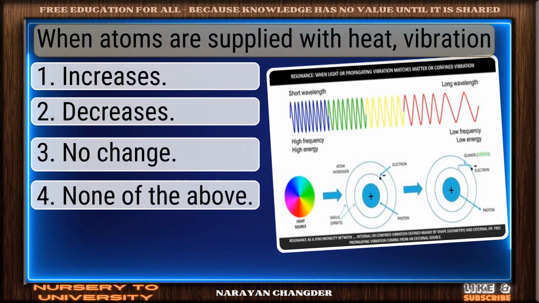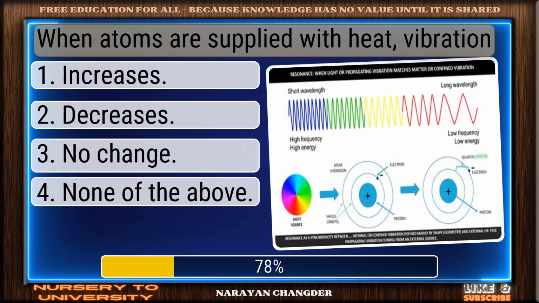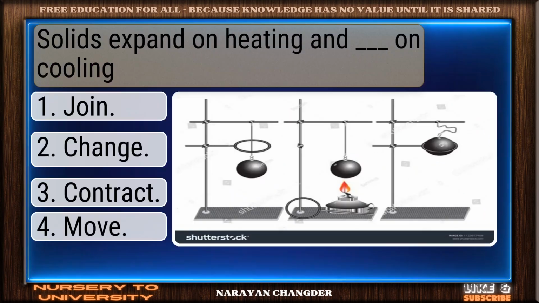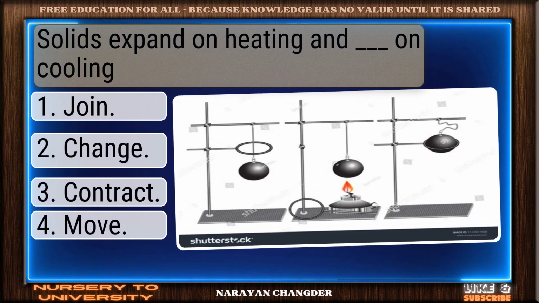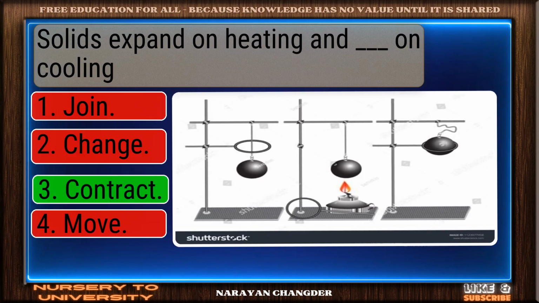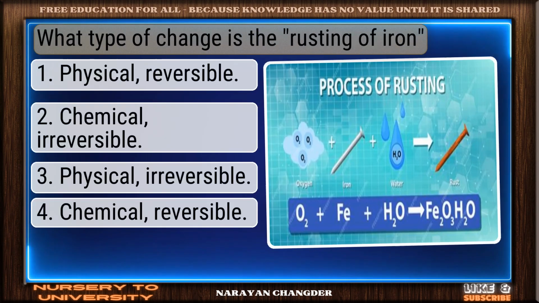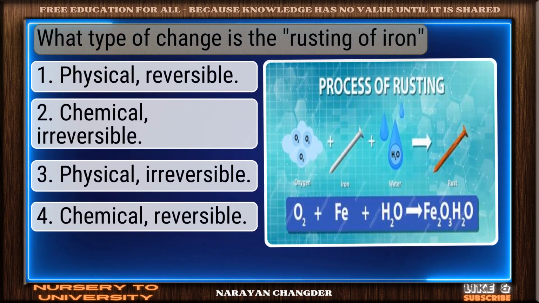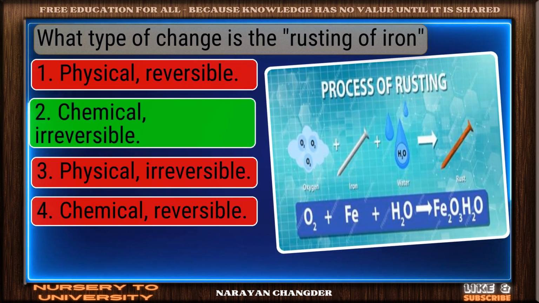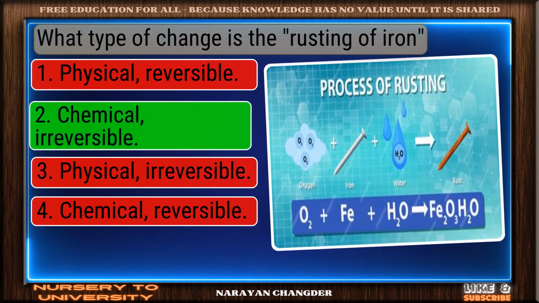When atoms are supplied with heat, vibration. Excellent. Increases is a brilliant choice. Solids expand on heating and dash on cooling. Nice work. You chose contract and it is correct. What type of change is the rusting of iron? Nicely done. Chemical. Irreversible is a solid answer.